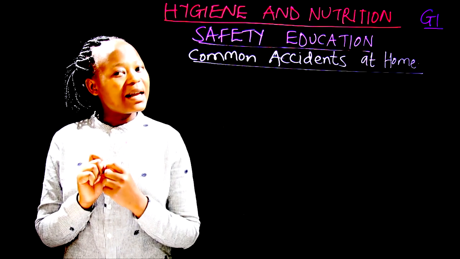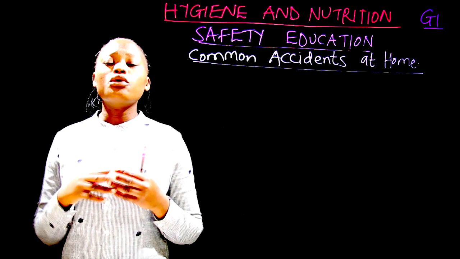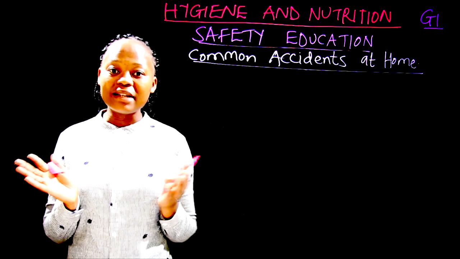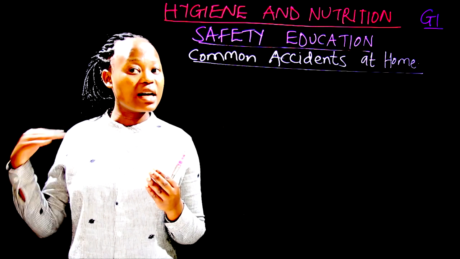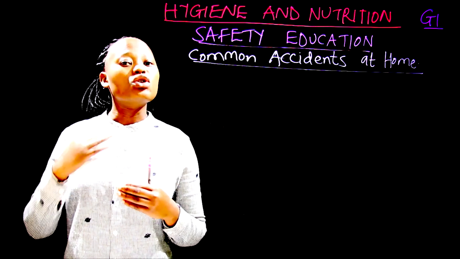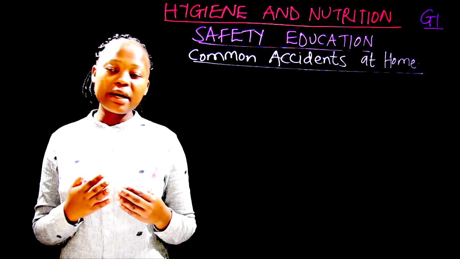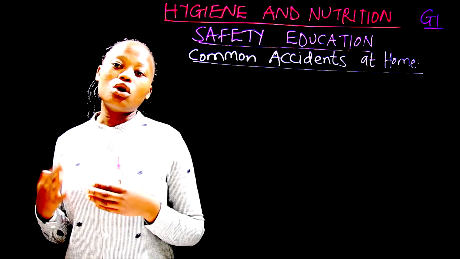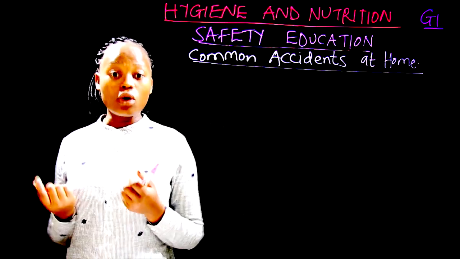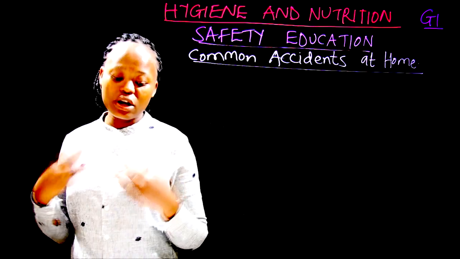Now, what is an accident? Probably most of you, when you hear the word accident, you relate it to maybe a road accident. So accidents not only happen on roads, but they can also occur at your homes, or in the schools, or when you are playing with your friends.